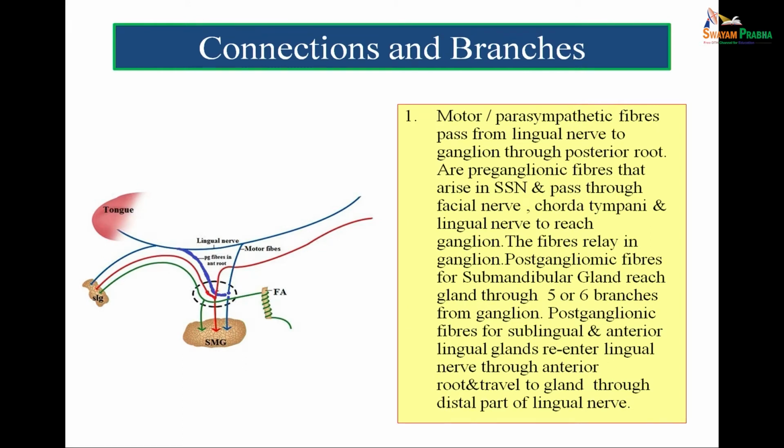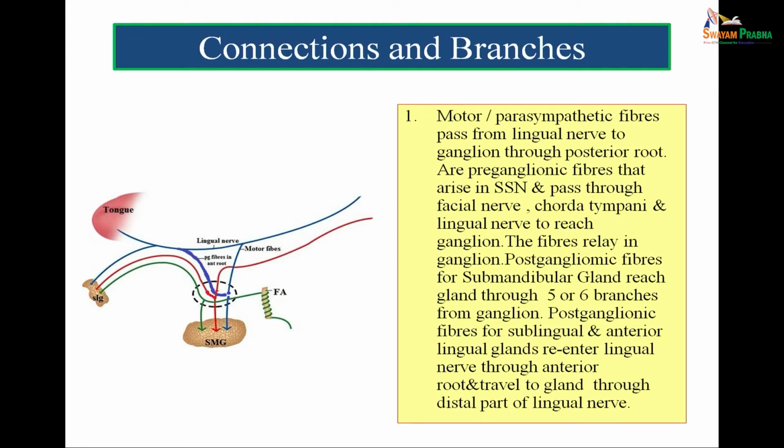Now, once again we come to the motor component. Motor or parasympathetic fibers pass from the lingual nerve to the ganglion through the posterior root. These are preganglionic fibers that arise in the superior salivatory nucleus and pass through the facial nerve, chorda tympani, and lingual nerve to reach the ganglion. The fibers relay in the ganglion. Postganglionic fibers for the submandibular gland reach the gland through 5 or 6 branches from this fusiform ganglion. Postganglionic fibers for the sublingual and anterior lingual glands re-enter the lingual nerve through the anterior root and travel to the gland through the distal part of the lingual nerve.